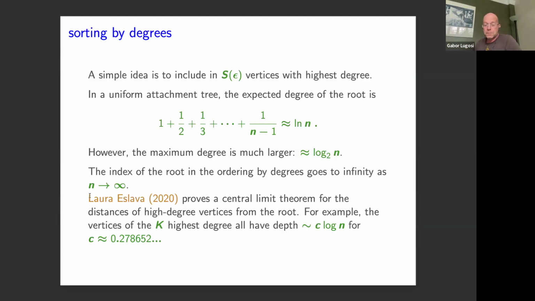There are very nice, refined results about degrees in uniform random recursive trees, for example the papers of Laura Eslava, where she determines where these high degree vertices are located in the tree. But in any case, this shows that sorting by degrees doesn't do the job that we would like. The confidence set would have to grow with the size of the tree.